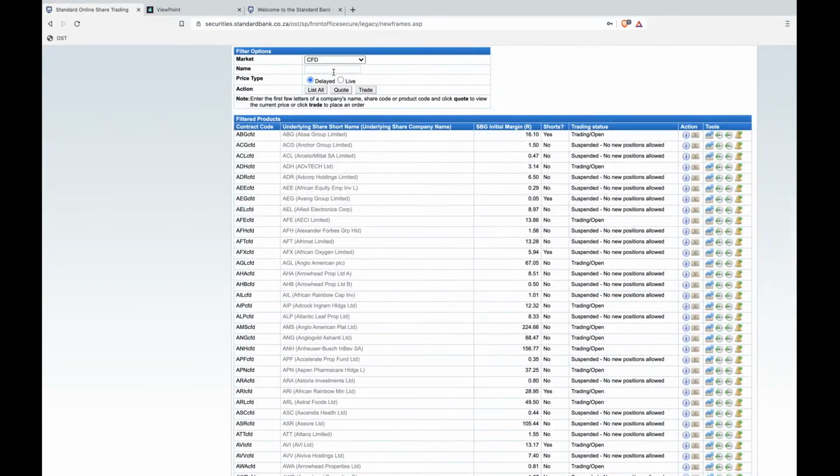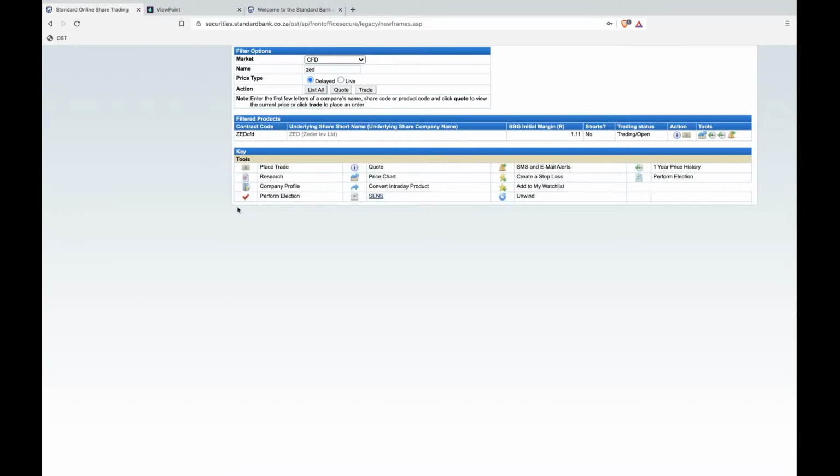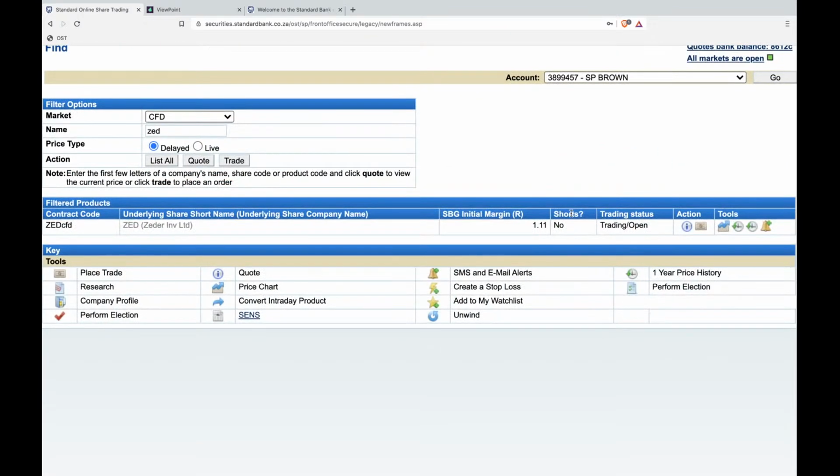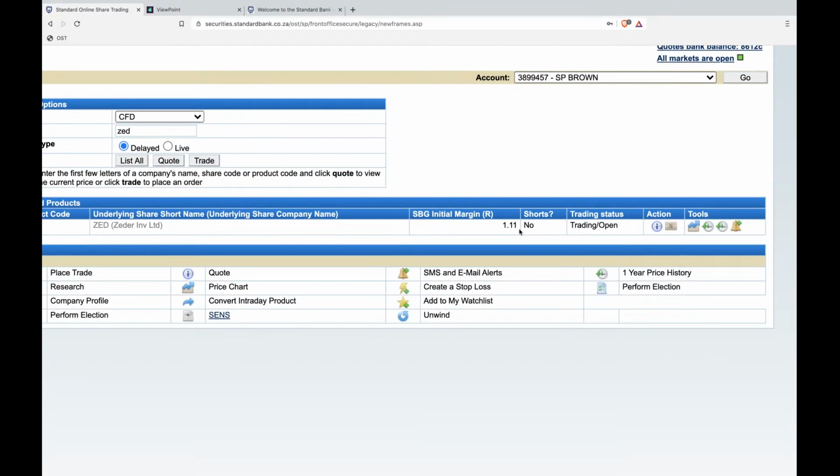But if you're particularly looking and you want a CFD, let's pick ZEDA. I'm pretty sure it's there, last on the list. There it is. There's your ZEDA. It's telling you what your options are, what the initial margin is, in this case, R1.11. That'll be accurate at this point in time. Things can change, and it absolutely can adjust as volatility changes, liquidity changes, and the share price changes. The margin will adjust.